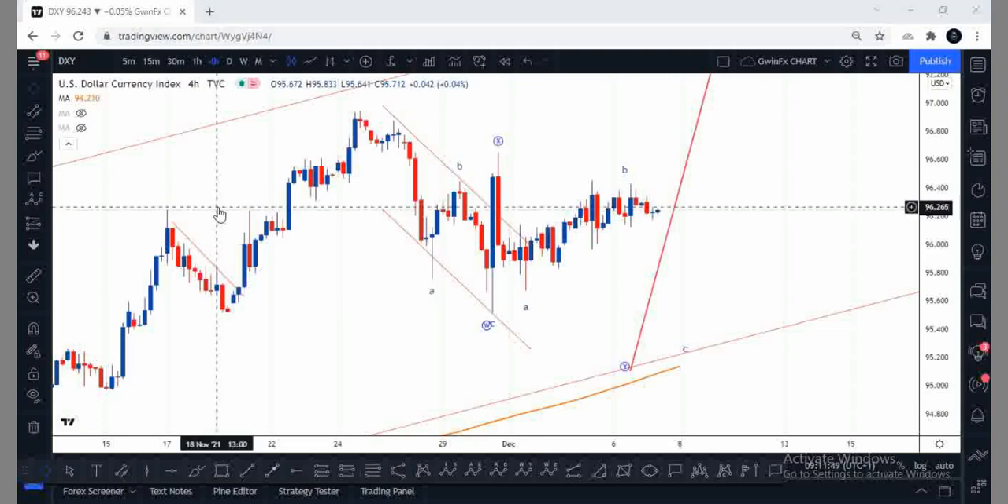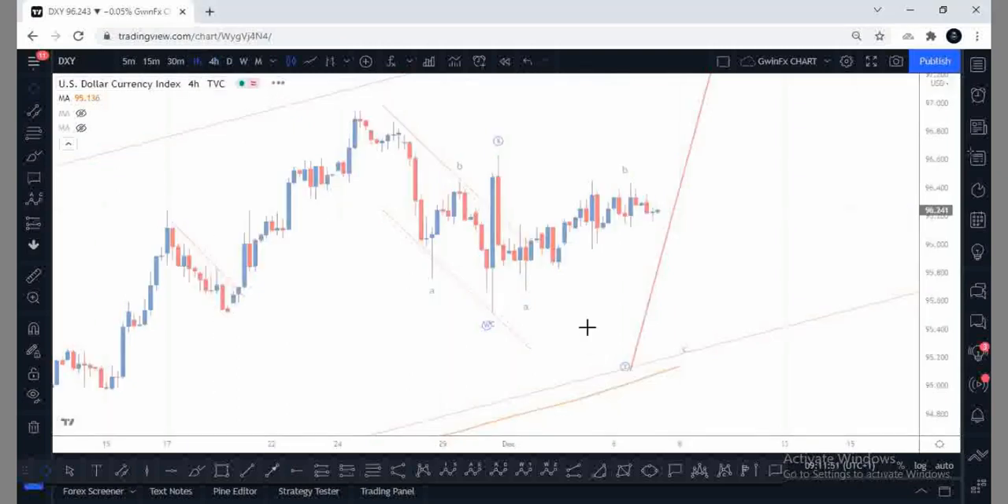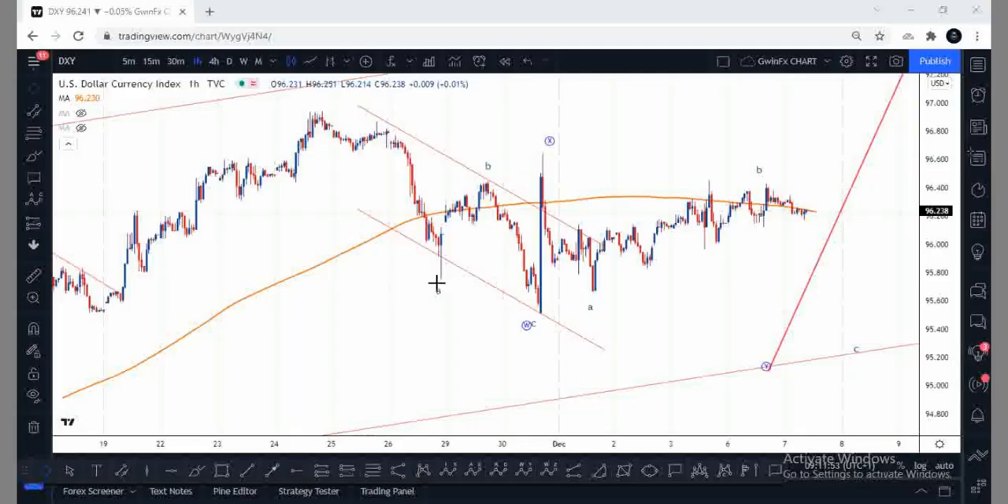If I go down to the hourly time frame, we can also identify clearly that we did see a drop down, which could have created an A leg. We did create a B, we did create a C, but there is also a great possibility that we could have worked out a 0 to 1 to 2 to 3 to 4 and to 5. We could have been working out that scenario, and if we are, the major degree trend should be to the downside.